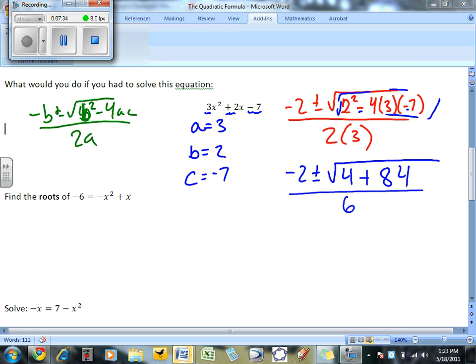All right, so we go ahead and we continue to simplify inside. So negative 2 plus or minus the square root of 88 divided by 6. Now, we're not going to get a nice number, and that's okay. We don't need to have a nice number. We can still get our two answers.